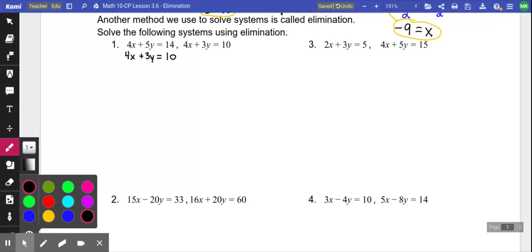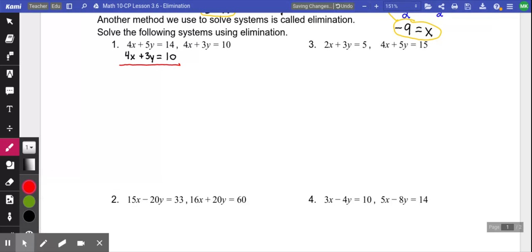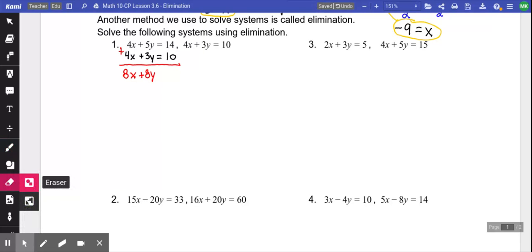Now, what I'm going to do is I'm going to add or subtract these two equations together. And I'm going to add or subtract based on whatever will eliminate one of my letters. So for instance, if I chose to add, don't write this down because it's wrong. So if I chose to add these two equations, 4x plus 4x would be 8x. 5y plus 3y would be plus 8y. And you'll notice that I still have both letters. Neither one got eliminated. So adding is wrong here.